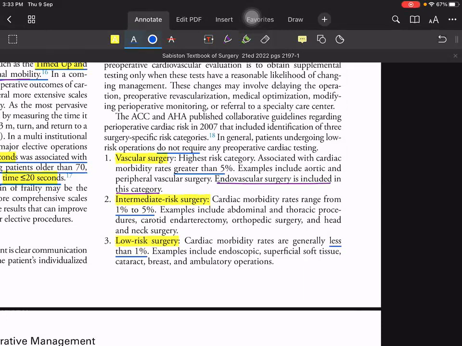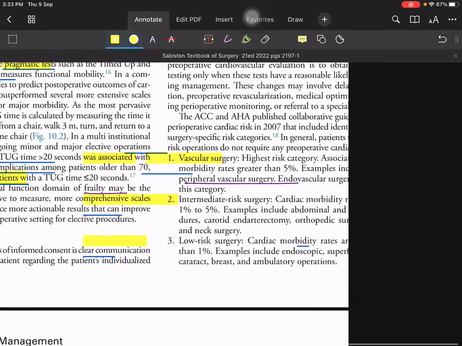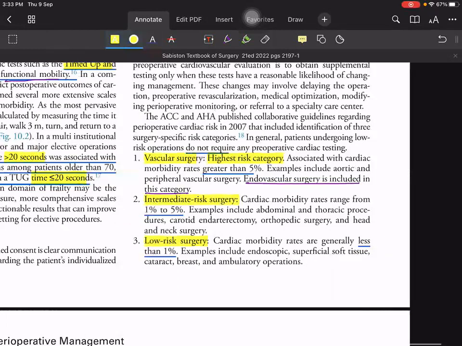So suppose you are going for vascular surgery. Vascular surgery comes under the highest risk category. It is associated with morbidity rates of greater than 5%. Examples like aortic and peripheral vascular disease and endovascular surgery are included in this category. So see, endovascular surgery also comes under the highest risk category.